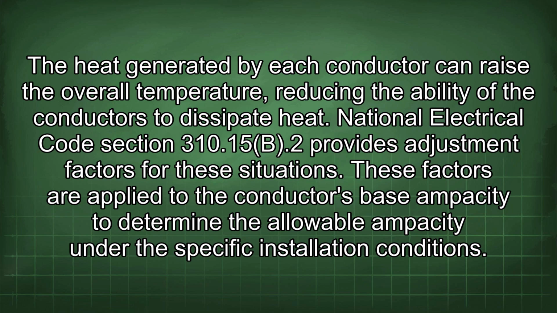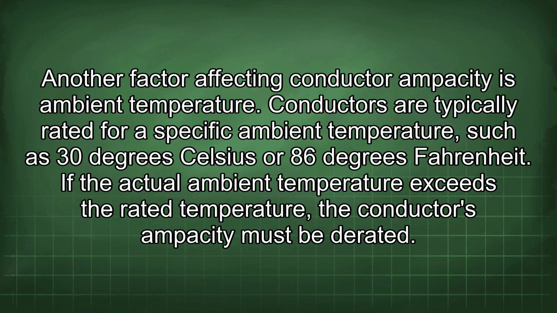National Electrical Code Section 310.15(B)(2) provides adjustment factors for these situations. These factors are applied to the conductor's base ampacity to determine the allowable ampacity under the specific installation conditions. Another factor affecting conductor ampacity is ambient temperature. Conductors are typically rated for a specific ambient temperature, such as 30 degrees Celsius or 86 degrees Fahrenheit. If the actual ambient temperature exceeds the rated temperature, the conductor's ampacity must be derated.